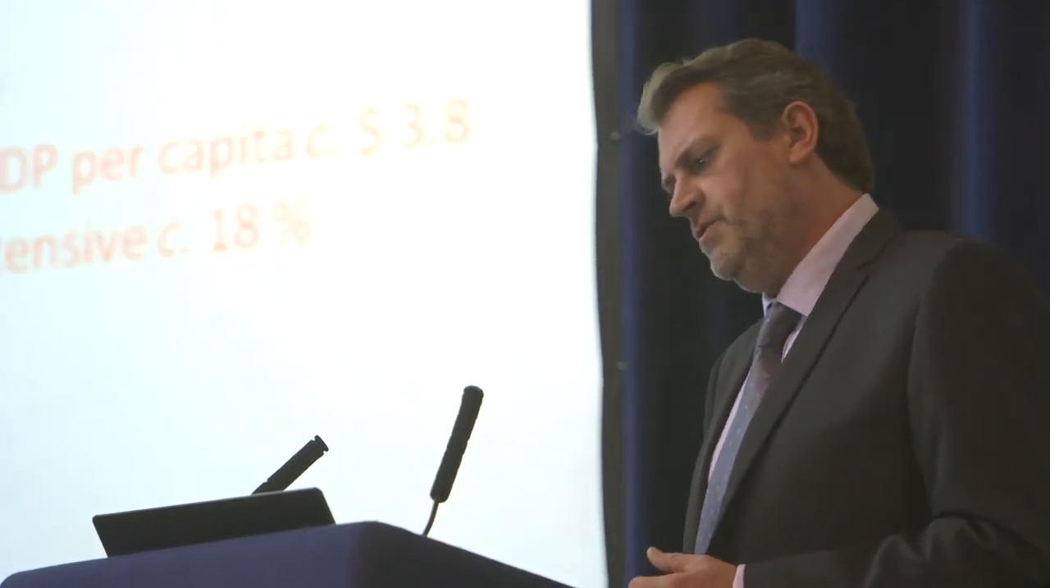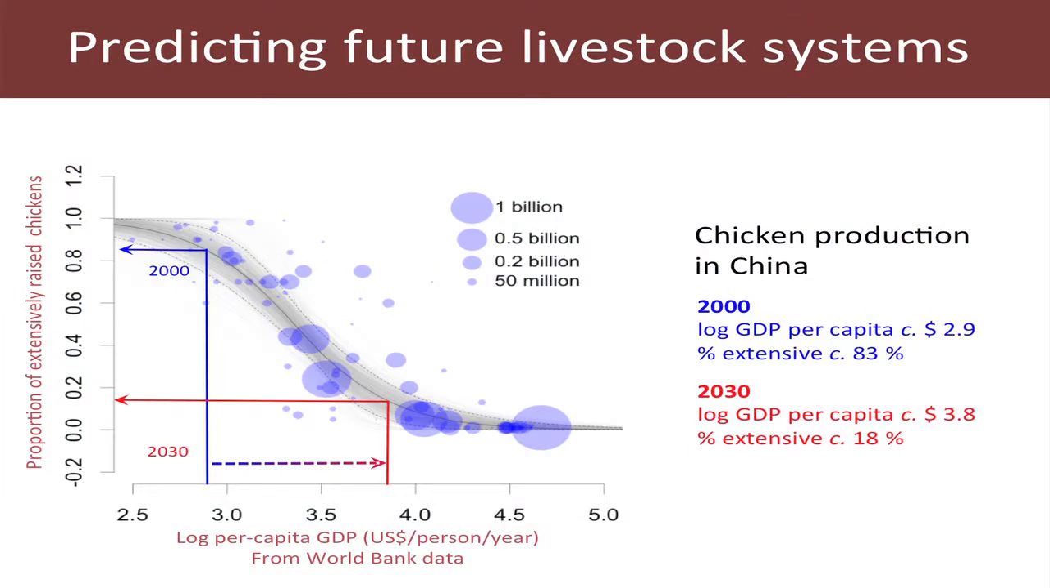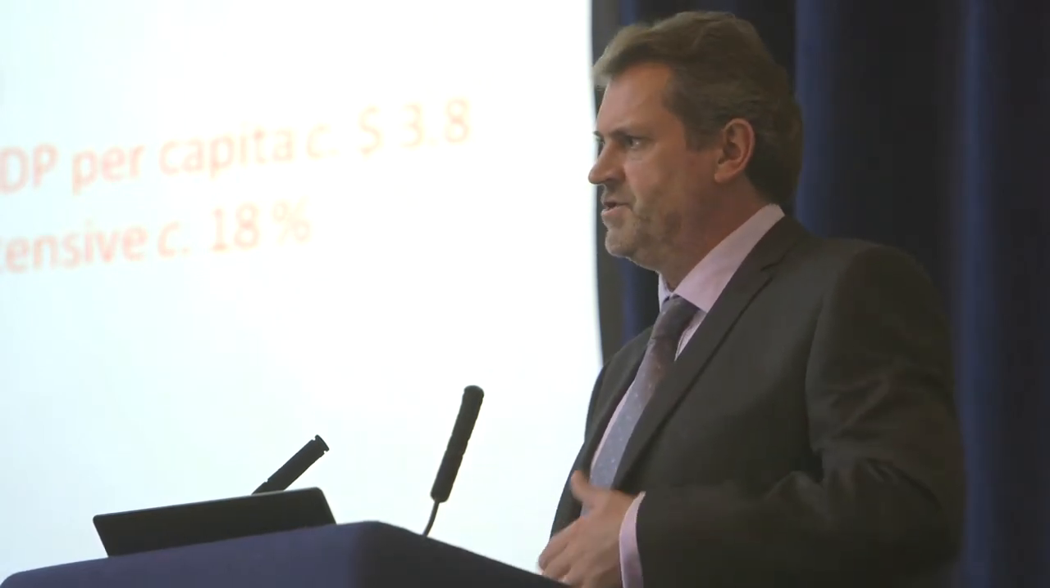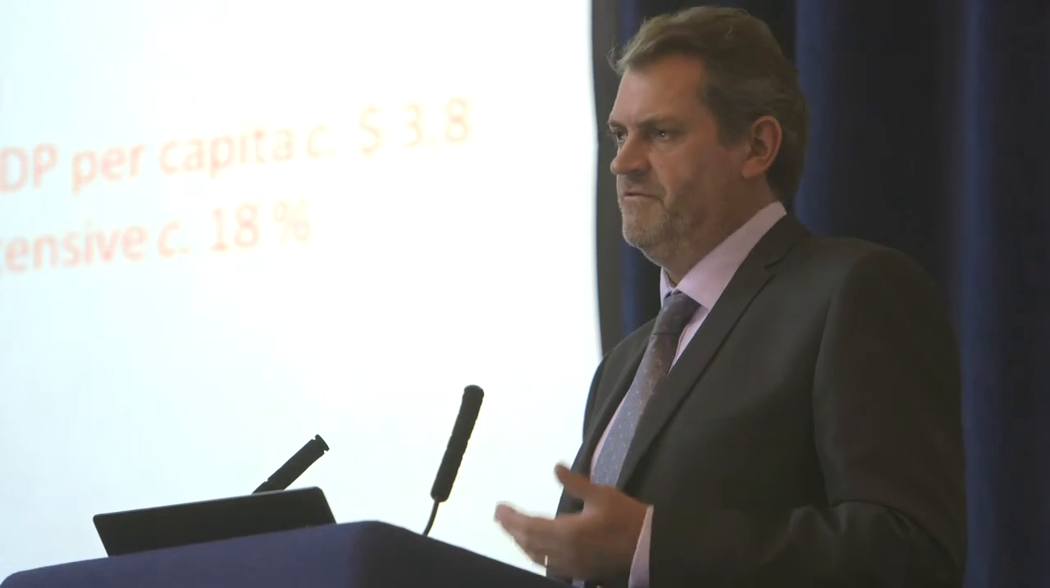30 years on, the projections suggest that the log of per capita GDP would be $3.8 per person, and so we would expect the proportion of extensive production to have reduced dramatically, down to about 18%. So we can project for different countries how we expect the sector to change, and then we can infer the sorts of implications that result in.